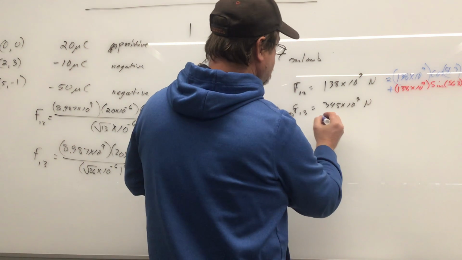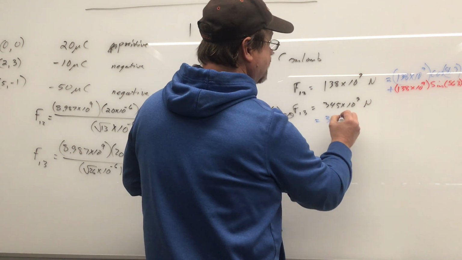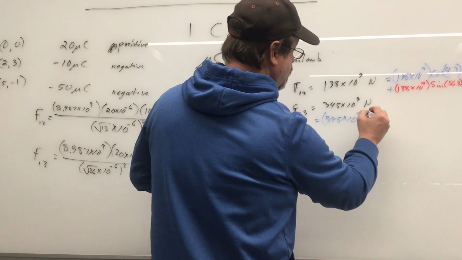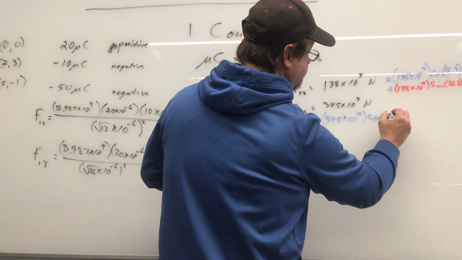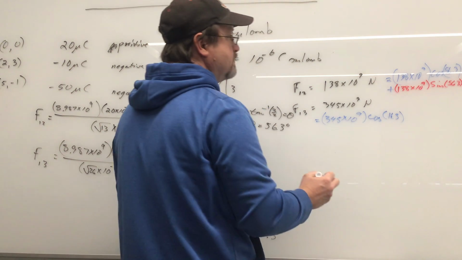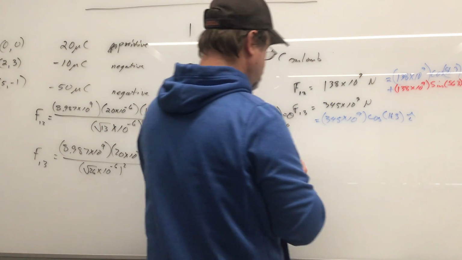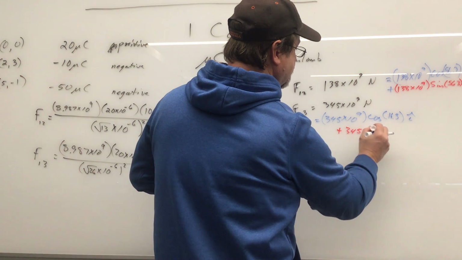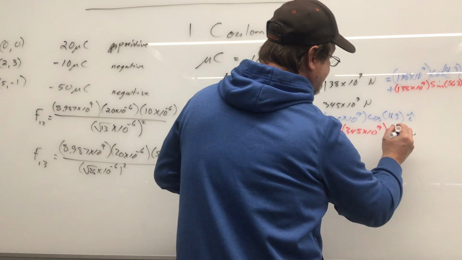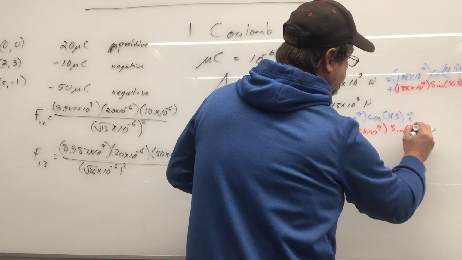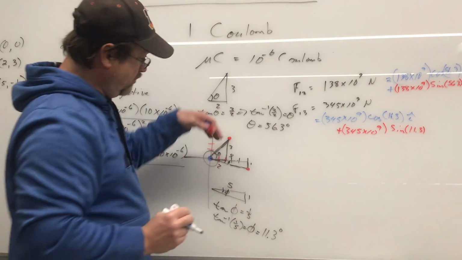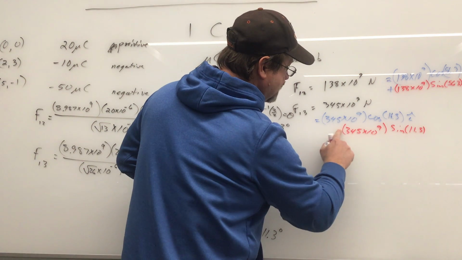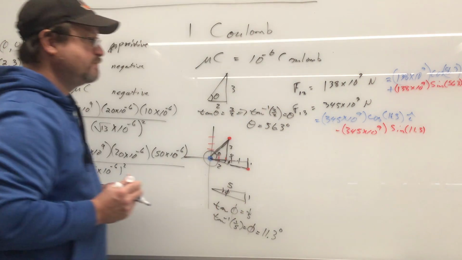Similarly, for this guy, I've got 345 times 10 to the 9 times the cosine of 11.3 degrees. That's in the i hat direction. Plus 345 times 10 to the 9 times sine of 11.3. But now I look at that sine and say, which way is that pulling? That's down in the negative direction. So this whole thing is just a negative sign because it's pulling in the negative direction.